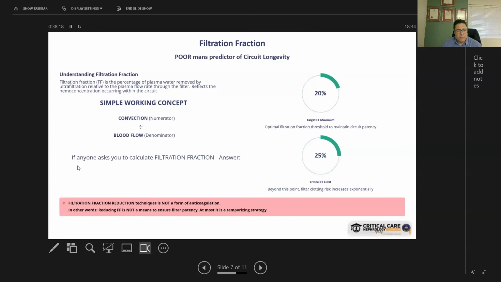Just a little funny one. If anyone asks you to calculate filtration fraction, your answer really should be that you are a clinician and not a mathematician. The machines give us the answer to filtration fraction these days. The calculation, although academic, you don't have to understand, but the concept of convection and blood flow needs to be understood.